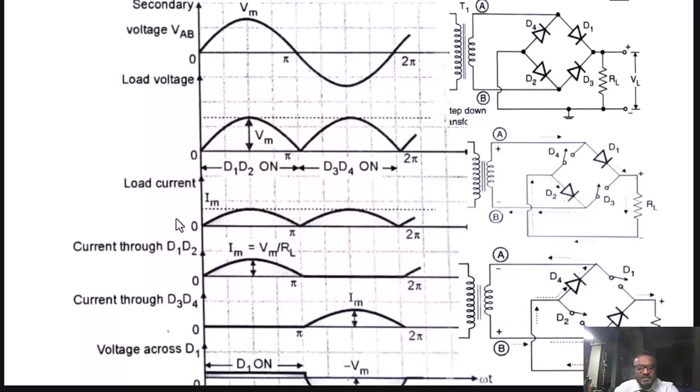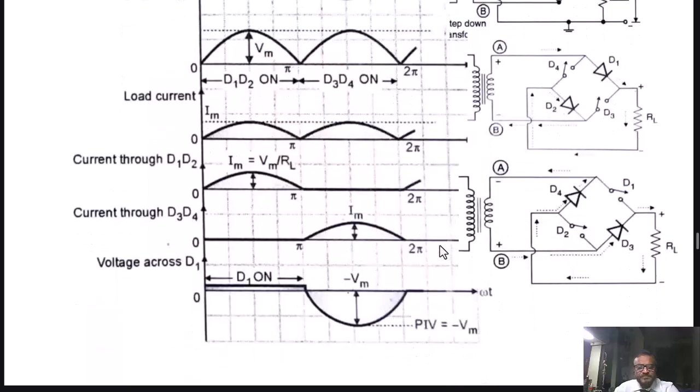Whereas if you see the current through the diodes, you will find that every pair of diodes, say D1 and D2 as well as D3 and D4, only conducts the current during the respective half cycle. If you see the voltage across the diode D1, when D1 is on, or during the positive half cycle when D1 and D2 are on, here only voltage across D1 is shown.